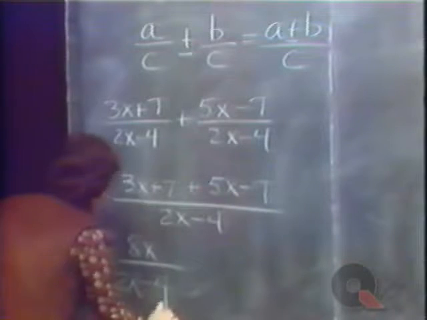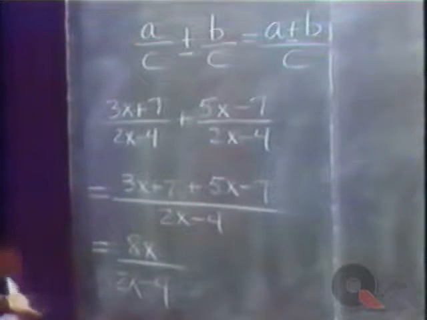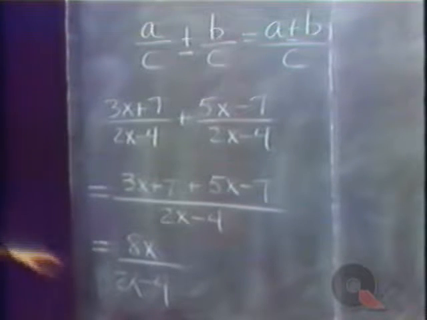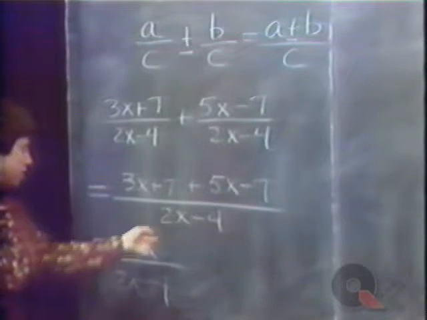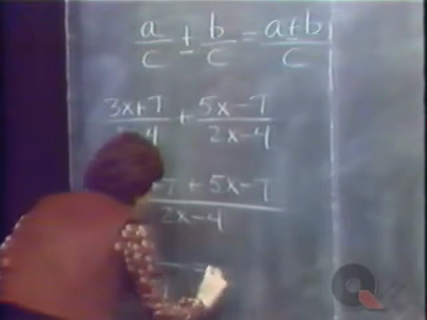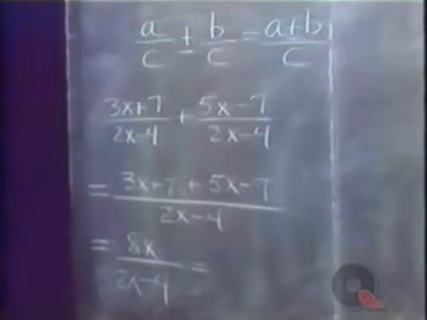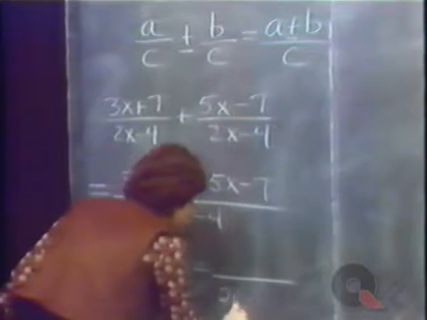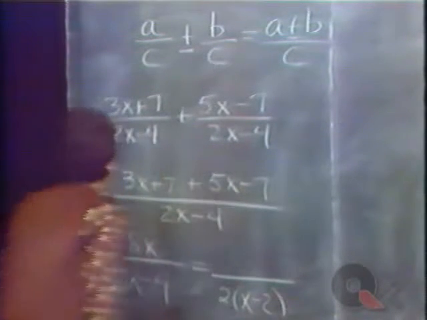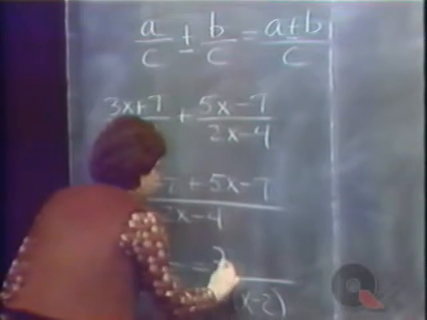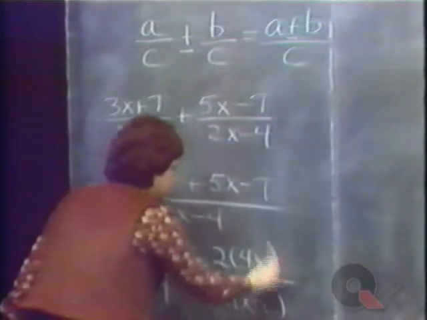Now, in all of our work with fractions, we will consider our problem to be completed if our answer is in lowest terms. That is, we don't want there to be any factors in common in the numerator and the denominator. We notice, however, that 2 is a factor in the denominator. We can rewrite the denominator as 2 times x minus 2. 2 is also a factor in the numerator. The numerator is 2 times 4x.